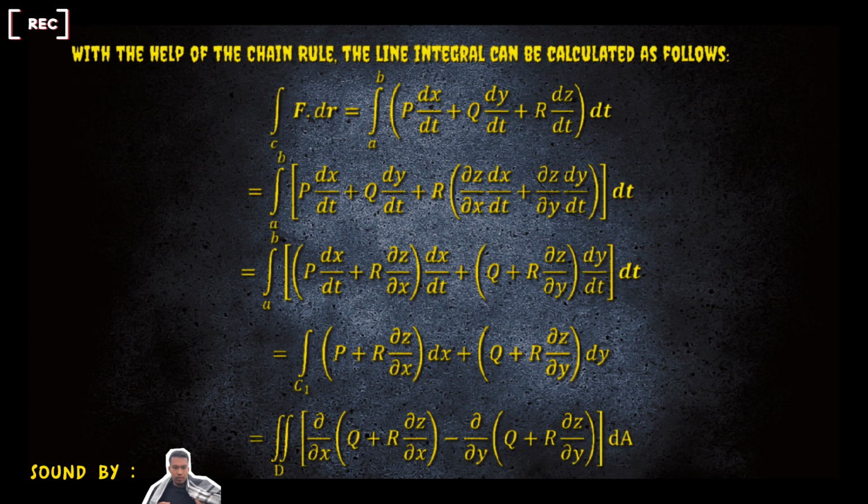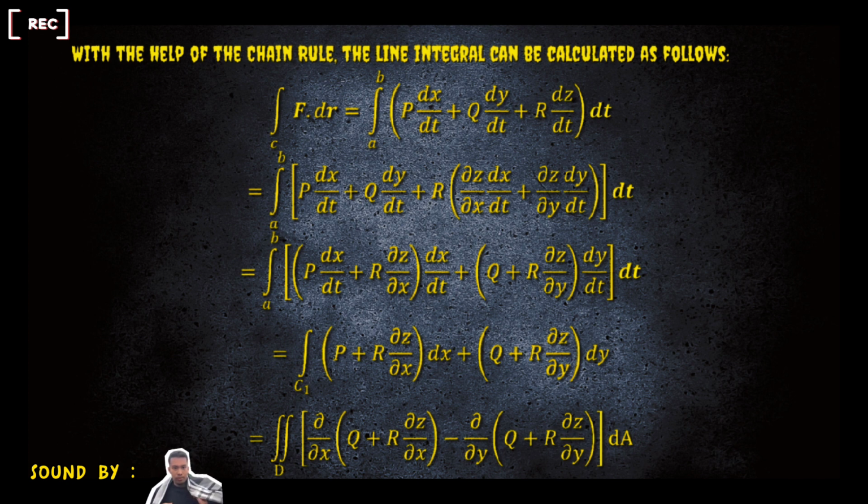Okay, with the help of the chain rule, the line integral can be calculated as follows. Integral over C of F dot dr equals integral from a to b of (P dx/dt + Q dy/dt + R dz/dt) dt, which equals integral from a to b of (P dx/dt + Q dy/dt + R (∂z/∂x dx/dt + ∂z/∂y dy/dt)) dt, which equals integral from a to b of (P + R ∂z/∂x) dx/dt + (Q + R ∂z/∂y) dy/dt dt.